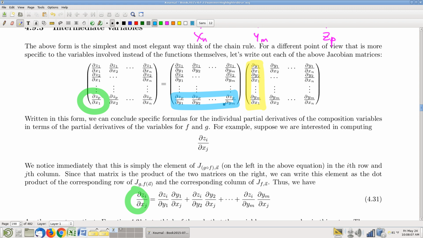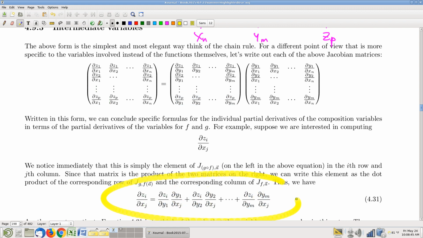These numbers I have highlighted in blue, the partials of zp with respect to y1 through ym, are there and there. These numbers over here, highlighted in yellow, the partials of y1 through ym with respect to x1 are there. And notice all I've done in writing this down is write out that dot product concerning this one element of this Jacobian product. Okay. All right.